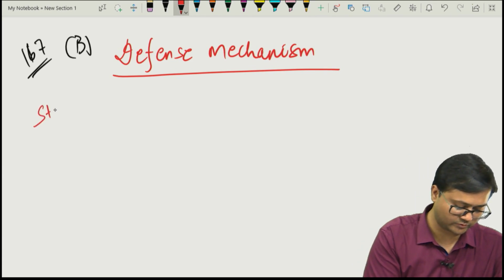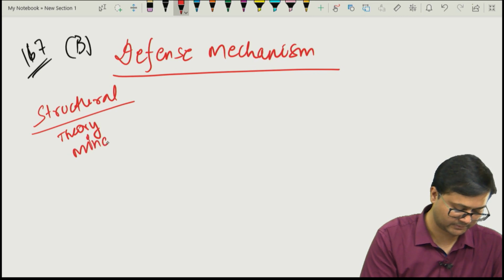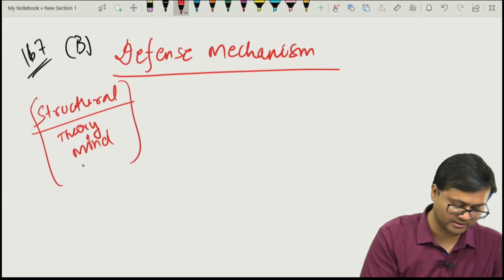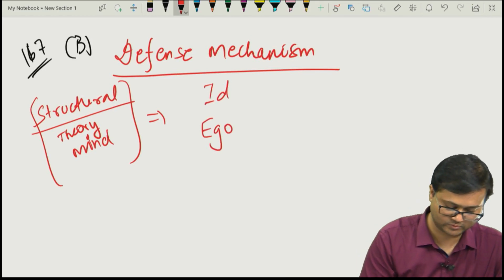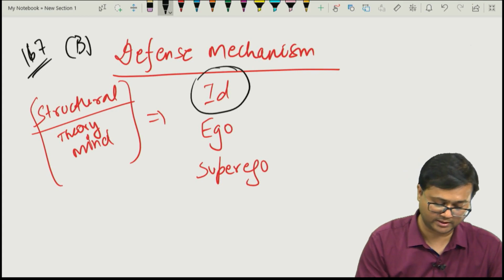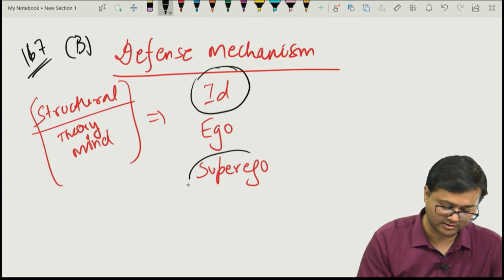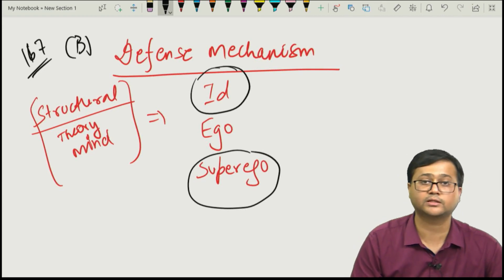according to Sigmund Freud, the structural theory of mind by Sigmund Freud divides the mind into id, ego, and superego. Now, id is our basic instincts, it's our basic drives and basic instincts, whereas superego deals with our conscience, the ideal way we should deal in the society.